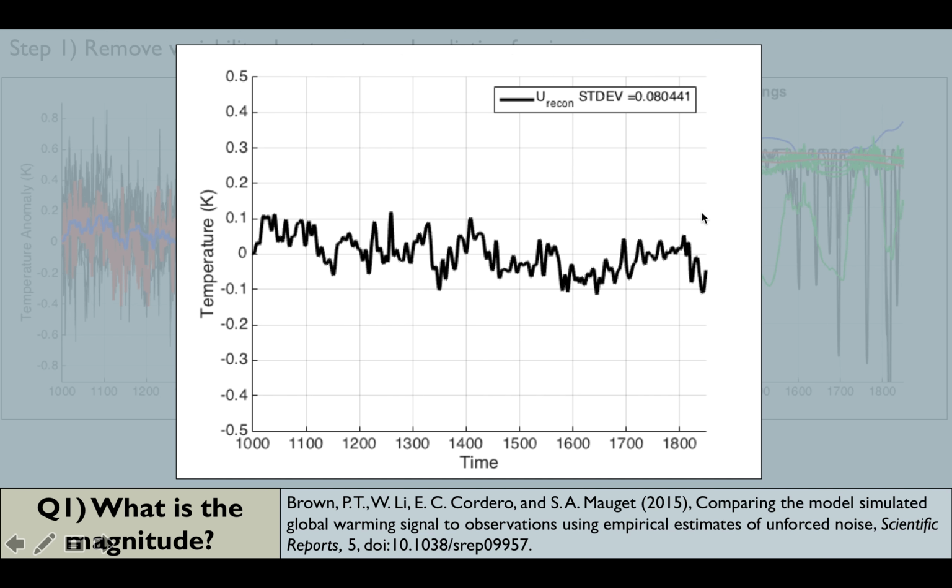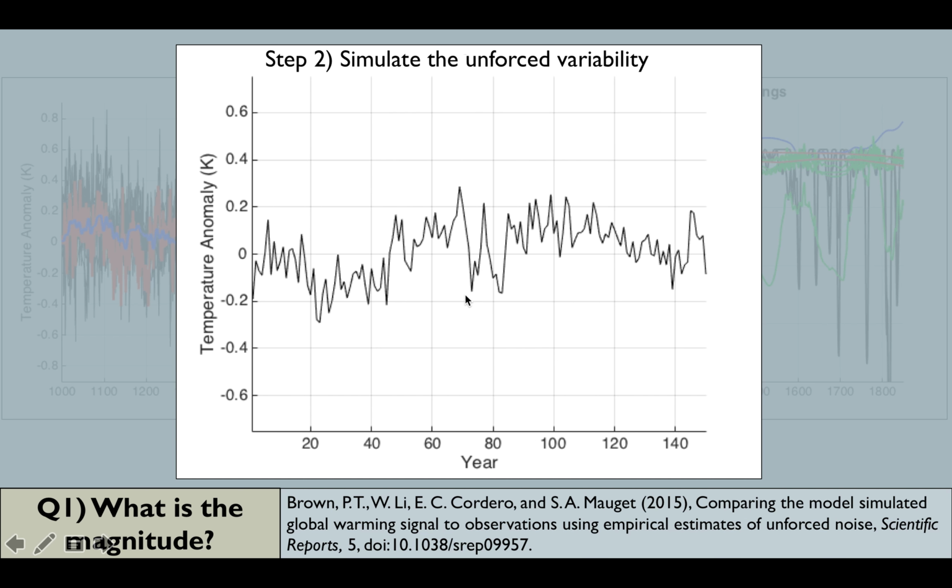So now we have this kind of estimate of unforced variability. And what we wanted to do was simulate this many times so we can put the contemporary climate change into context. So what we did is we used autoregressive models to simulate the time series variability at a variety of timescales and come up with an ensemble of realizations of unforced variability. So here's just one realization, one example of unforced variability over a 150-year time period.